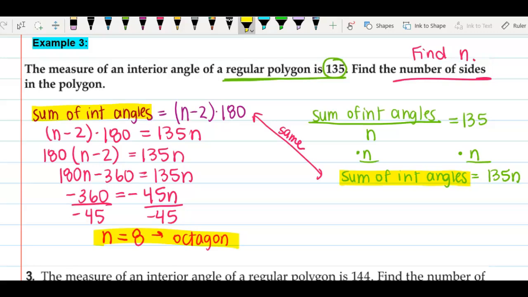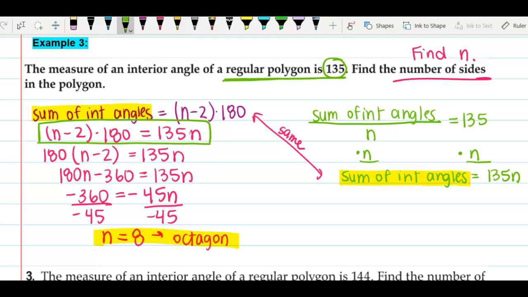We can do another example like this in class. This is probably the trickiest part of these types of problems. The biggest thing is that if you remember this equation, really the only thing you're going to change is that 135. So n minus 2 times 180 equals whatever that measurement is, times n, and then solve.